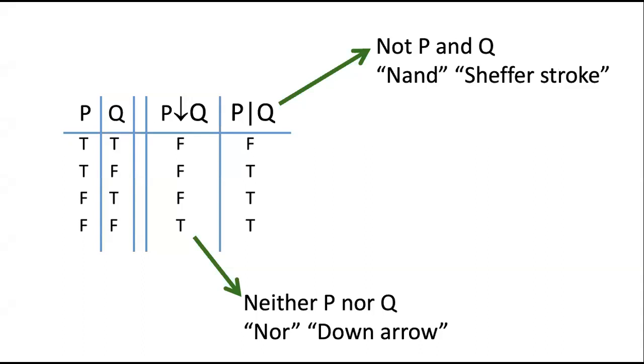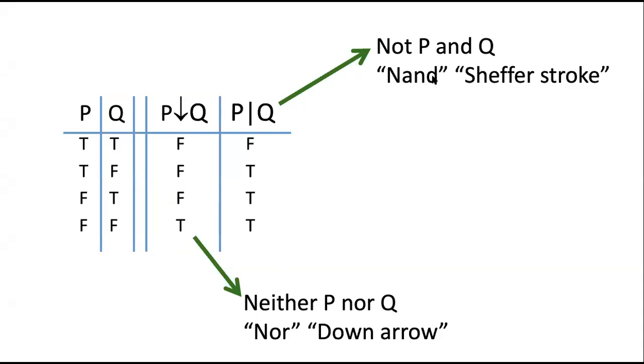Hi folks, in this video we learned two new truth functional connectives, NOR and NAND. NOR is just short for the English expression neither P nor Q, and it's symbolized by this down arrow. So P down arrow Q is true just in case both inputs are false. After all, if I say neither P nor Q is true, when did I say something right? Only if both inputs are false. So that's going to be true on the bottom row, but false otherwise.